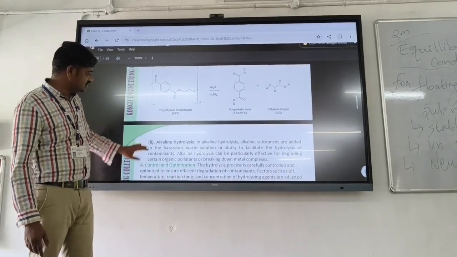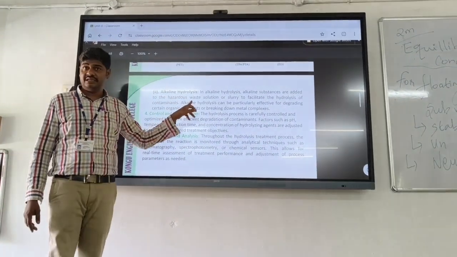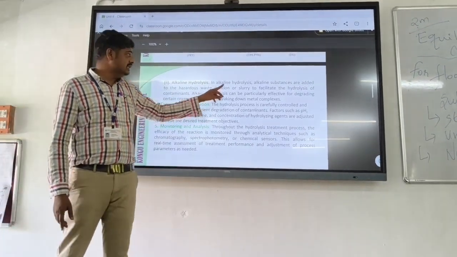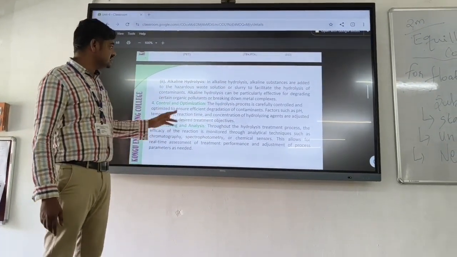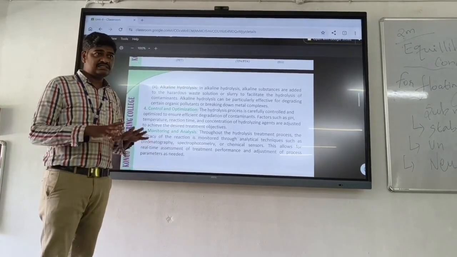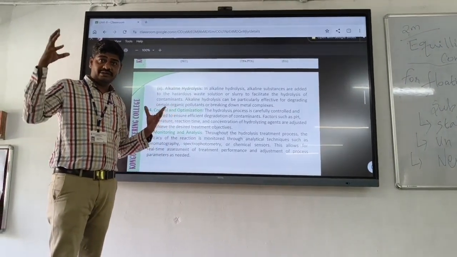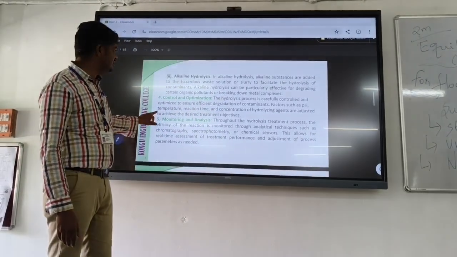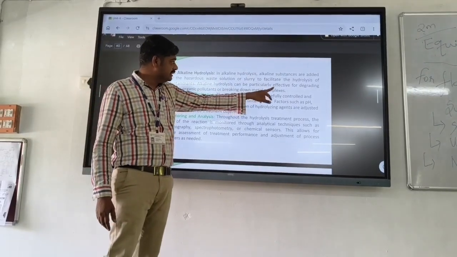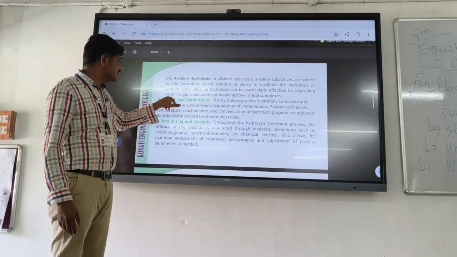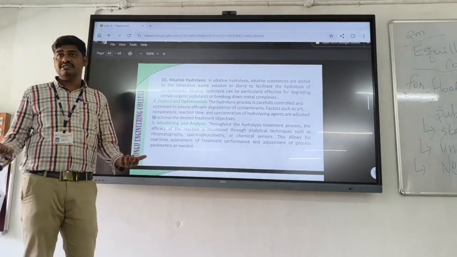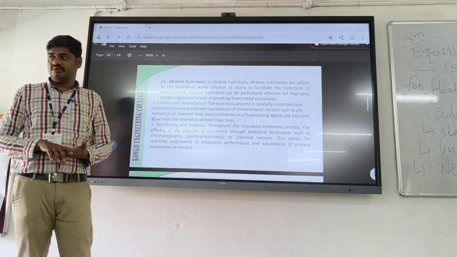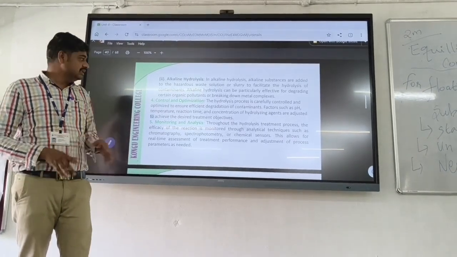Okay, another example is alkaline hydrolysis. Alkaline is nothing but sodium hydroxide. In alkaline hydrolysis, an alkaline substance is added to the hazardous waste solution or slurry. Slurry is where most of the complicated substances are present. It facilitates the hydrolysis of contaminants. Alkaline hydrolysis can be particularly effective for degrading certain organic pollutants. Suppose your wastes have organic pollutants, you prefer the basic, alkaline agents.